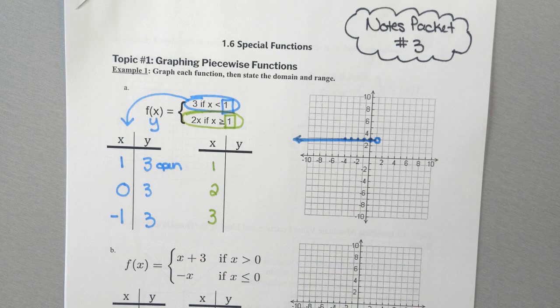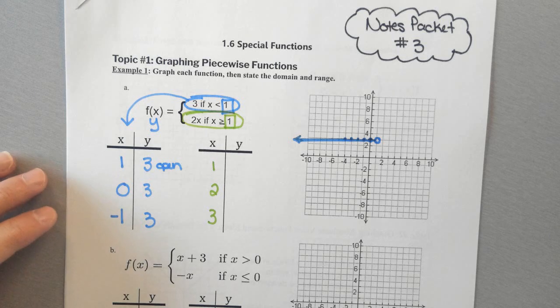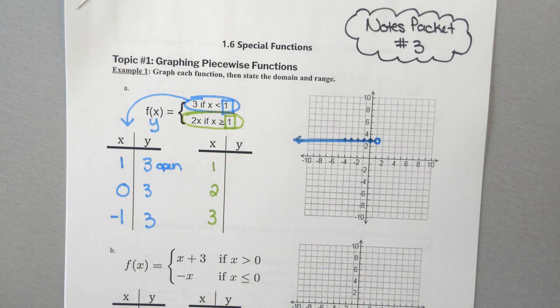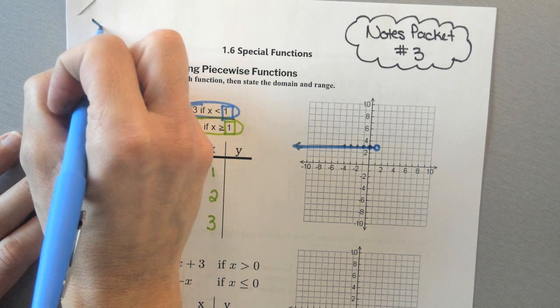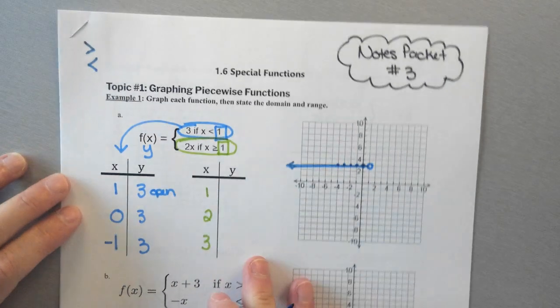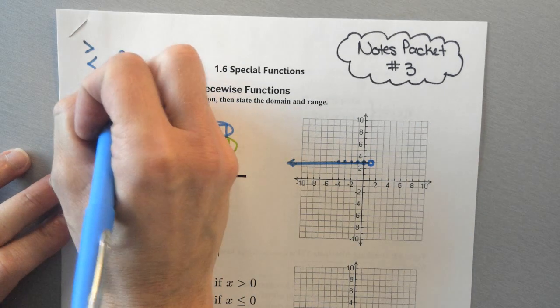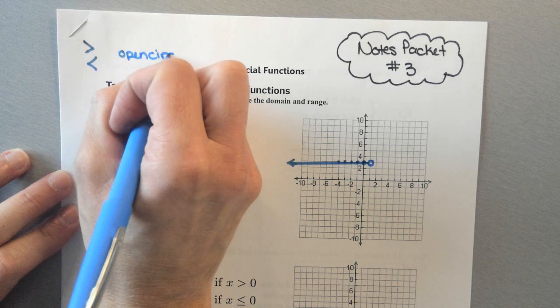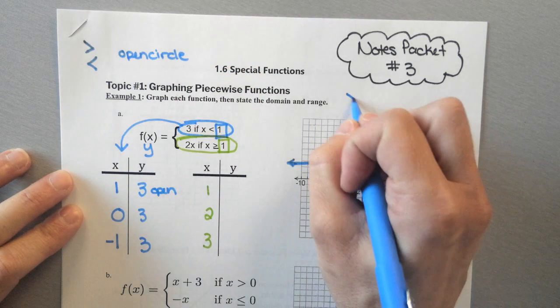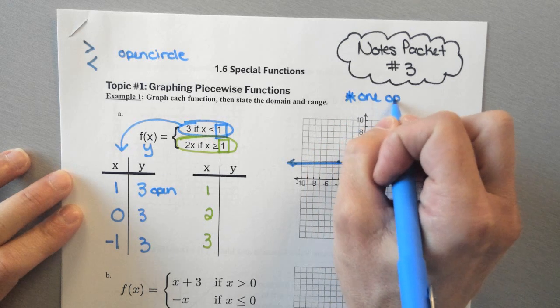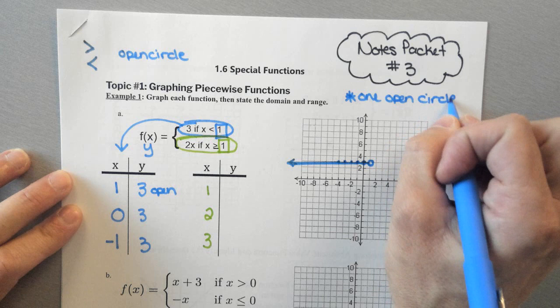Go ahead, Jemima. Does the line under the gator make a difference? Yeah. The line under the gator tells me if it is an open circle or a closed circle. If it's greater than or less than, that's going to give you an open circle, just for that 1 point. Again, you should only have 1 open circle per graph.